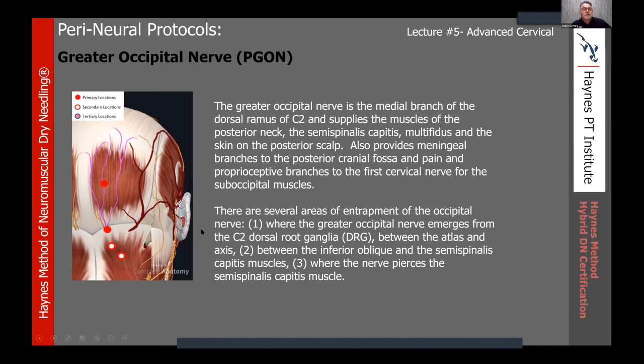So for the greater occipital nerve, we see it here. There are several areas of entrapment of the occipital nerve: where the greater occipital nerve emerges from the C2 dorsal root ganglia, also between the atlas and the axis, between the inferior oblique and the semispinalis capitis muscle, and then finally where the nerve pierces the semispinalis capitis. And so we know this nerve comes out right here.